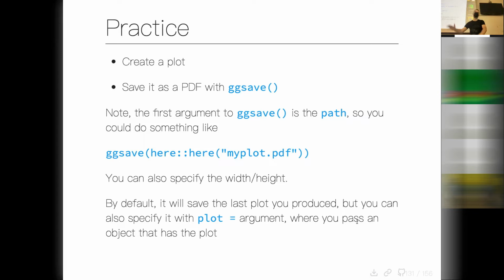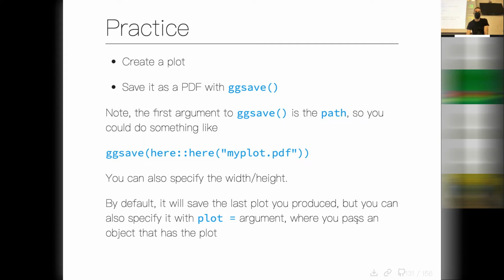By default, it's also just going to save the last plot that you created. So you could call a bunch of different plots, and it's just going to save the last plot that you created. If instead you want to save a specific plot, that's the second argument, okay? So you could create a plot, call it P1, and then create a second plot, call it P2. Then you want to save P1, right?